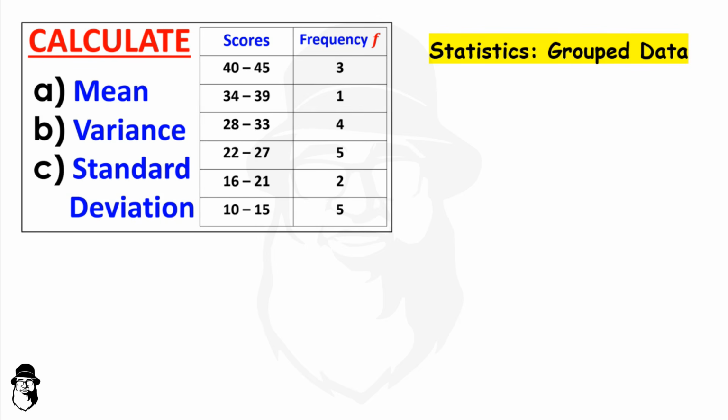In this video, we'll solve this question where we have this group data, and we have scores and their frequency here, and we have to find the mean, variance and standard deviation.